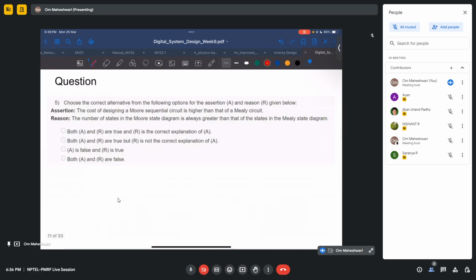Choose the correct alternative from the following options for the assertion and reason. Assertion: the cost of designing a Moore sequential circuit is higher than that of a Mealy circuit. The reason for this is that the number of states in the Moore state diagram is always greater than that of the states in a Mealy state diagram.